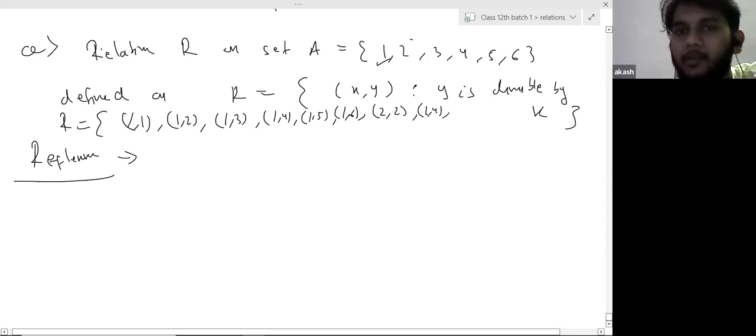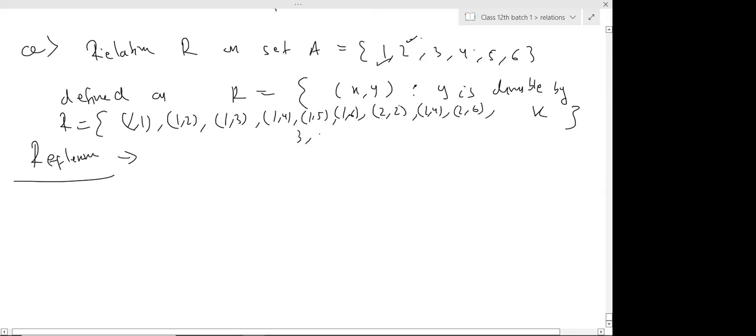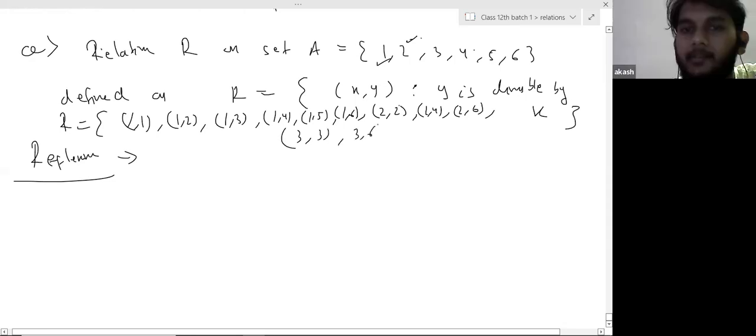But I'm just talking about 2 will divide 2. Then 2 will divide 4. Then 2 will divide 6. And 3 will divide 3, and 3 will divide 6. 4 will divide 4 only.